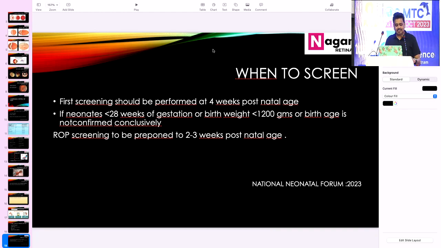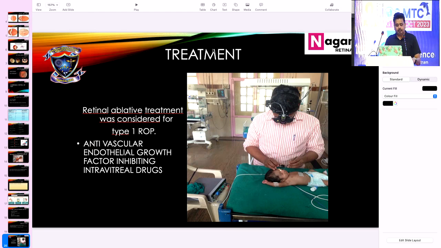When to screen? First screening should be performed at 4 weeks postnatal age. In neonates less than 28 weeks of gestation or birth weight less than 1200 grams, or where birth age is not confirmed conclusively, ROP screening is to be preponed to 2 to 3 weeks postnatal age. Treatment, as we all know, is either through anti-VEGF injections or retinal ablations.